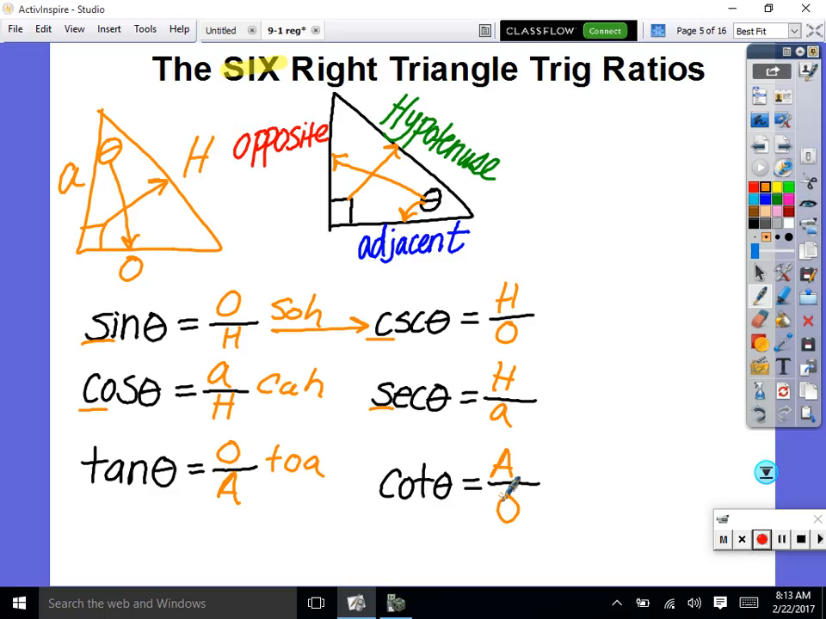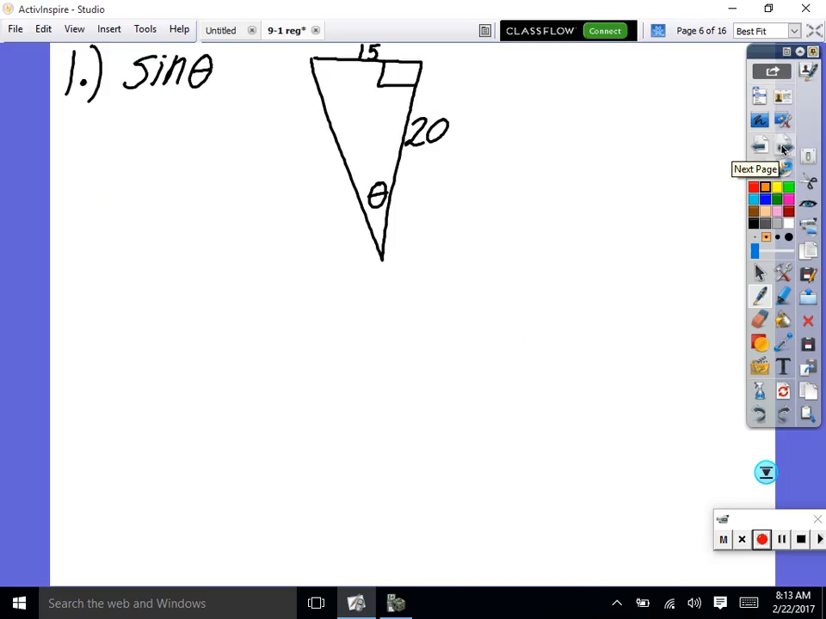We're about to do some examples. So everybody just look up here. This is number one on your worksheet. Here we go. It says, find the sine of theta. So it literally just means find sine. That's it. Just find sine.